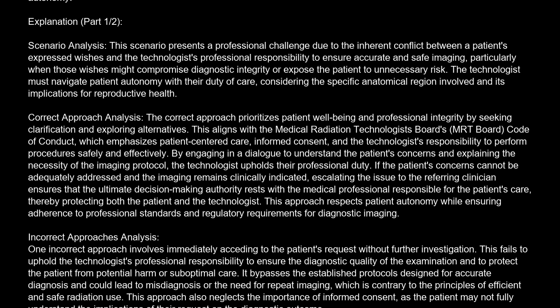This approach respects patient autonomy while ensuring adherence to professional standards and regulatory requirements for diagnostic imaging. Incorrect approaches analysis. One incorrect approach involves immediately acceding to the patient's request without further investigation. This fails to uphold the technologist's professional responsibility to ensure the diagnostic quality of the examination and to protect the patient from potential harm or suboptimal care. It bypasses the established protocols designed for accurate diagnosis and could lead to misdiagnosis or the need for repeat imaging, which is contrary to the principles of efficient and safe radiation use.